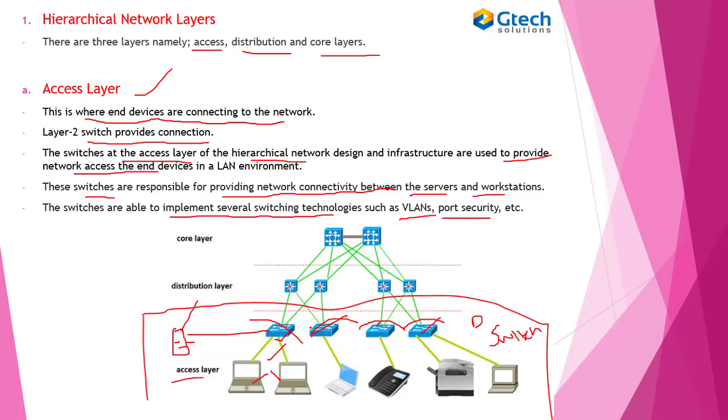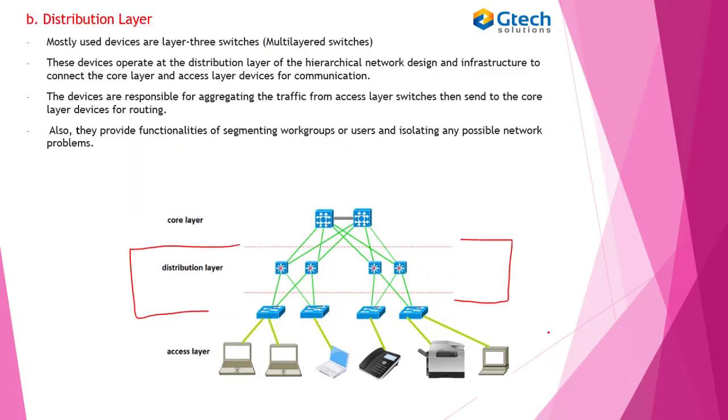So these switches must be able to implement the switching technologies. So you have to understand what is required in the access layer. First, this is where the end devices are connected, and the device used to provide network access in the access layer is called a layer 2 switch, or just a switch like that. Okay, good. So let's move to the next layer, the distribution layer.